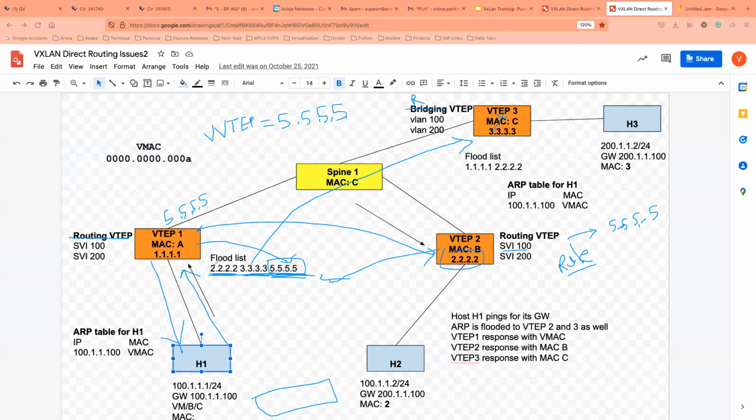So let's see here. This guy is sending the ARP request to 2222. So what will be the outer destination IP? 2222. Sorry, here it's 3333. That is the outer destination IP. And here it will be received with outer destination IP 2222. Is it clear?